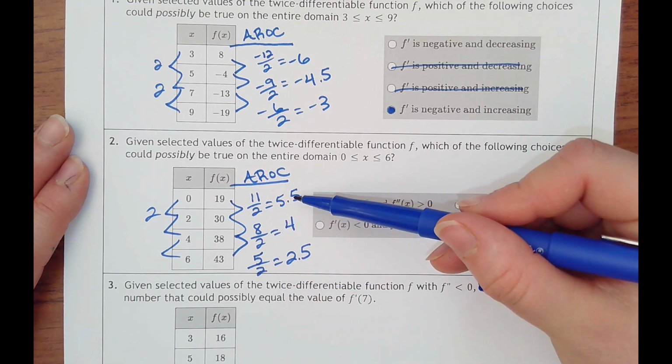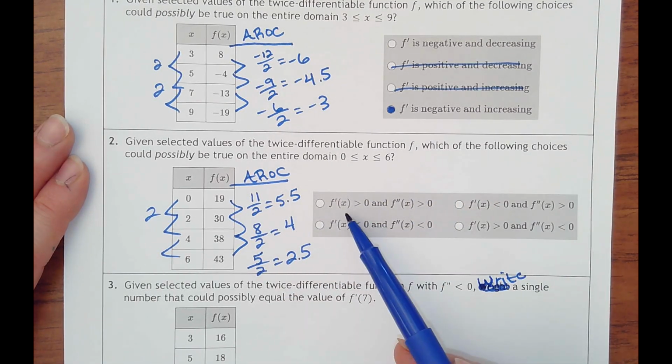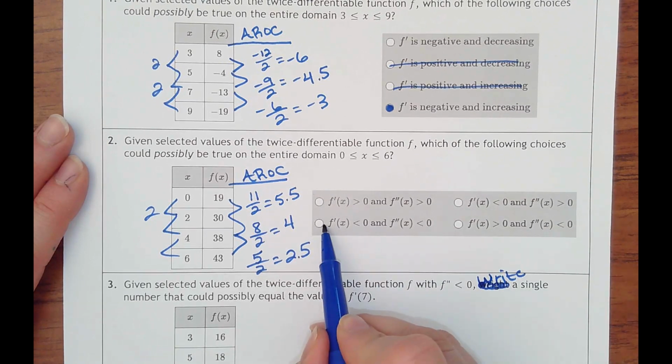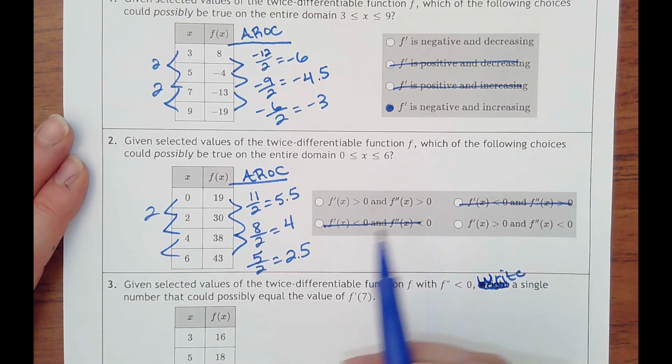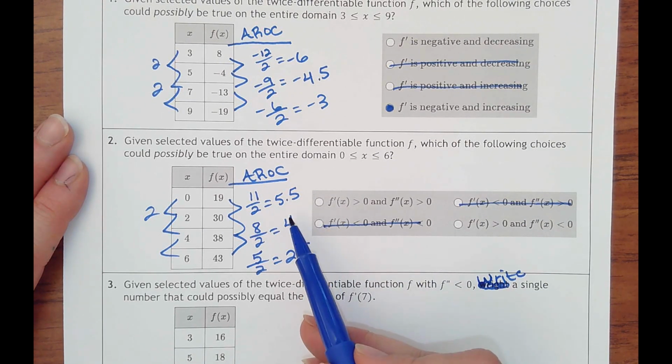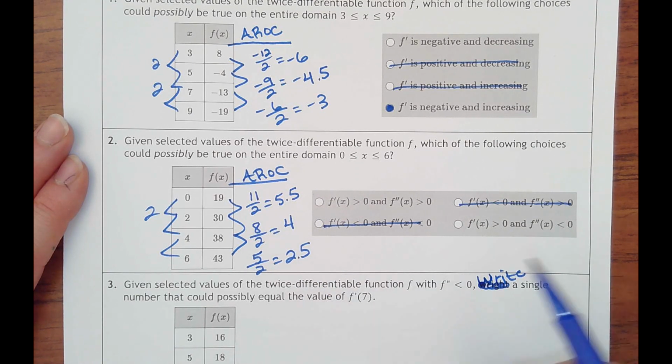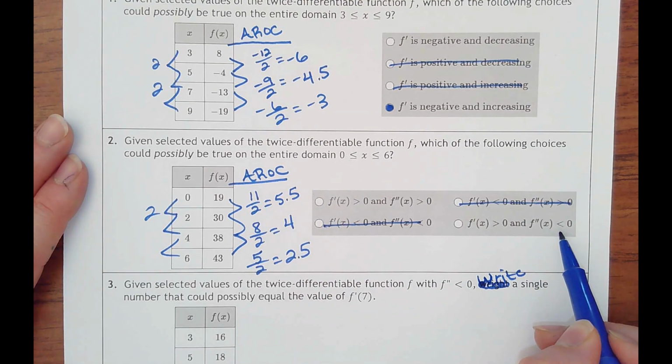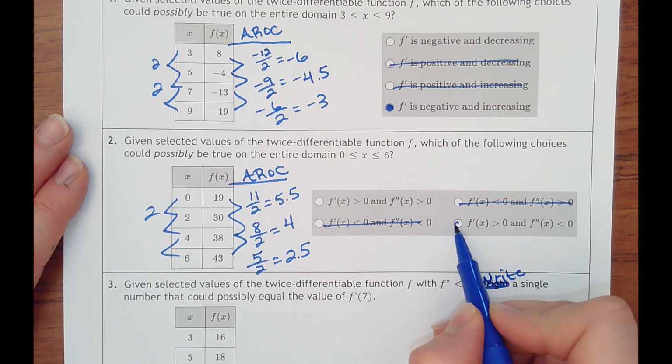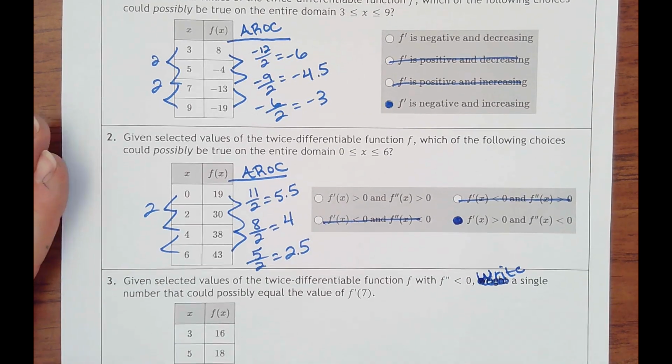This time all my slopes are positive, so I want to pick the one where the first derivative is greater than 0. Then I am also getting values that are getting smaller, so I would be decreasing for my second derivative, so that would be less than 0.